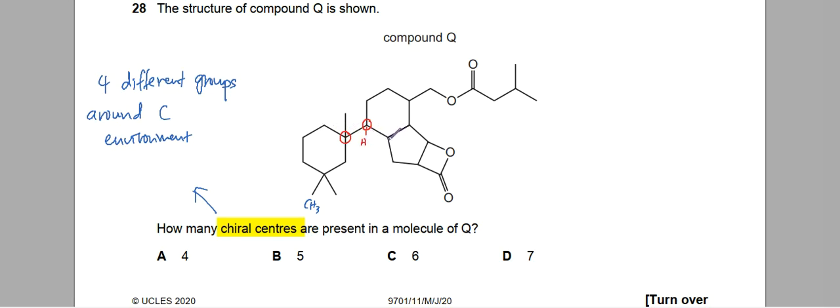hydrogen. All of them will have 4 different groups, or 4 different environments, around the carbon. So you have hydrogen and hydrogen. So in total there are 7 chiral centers.